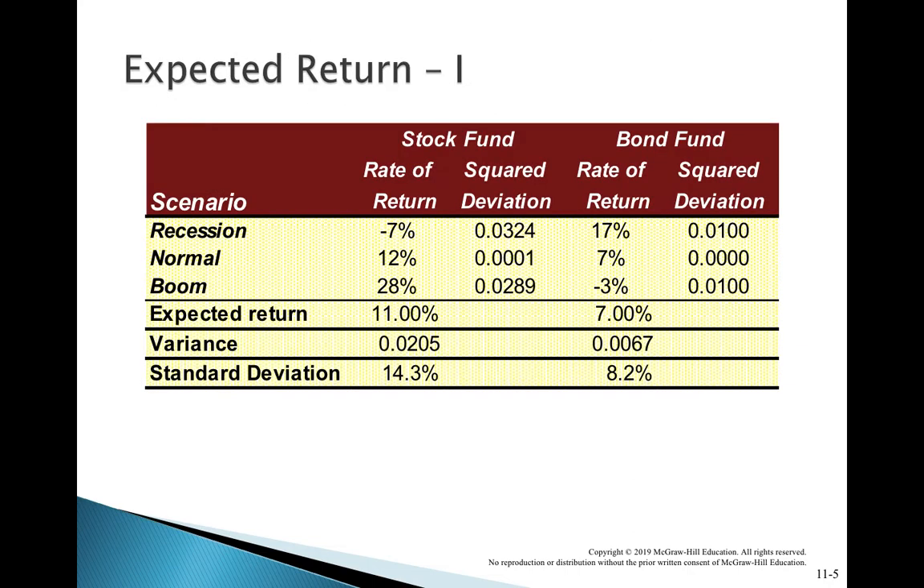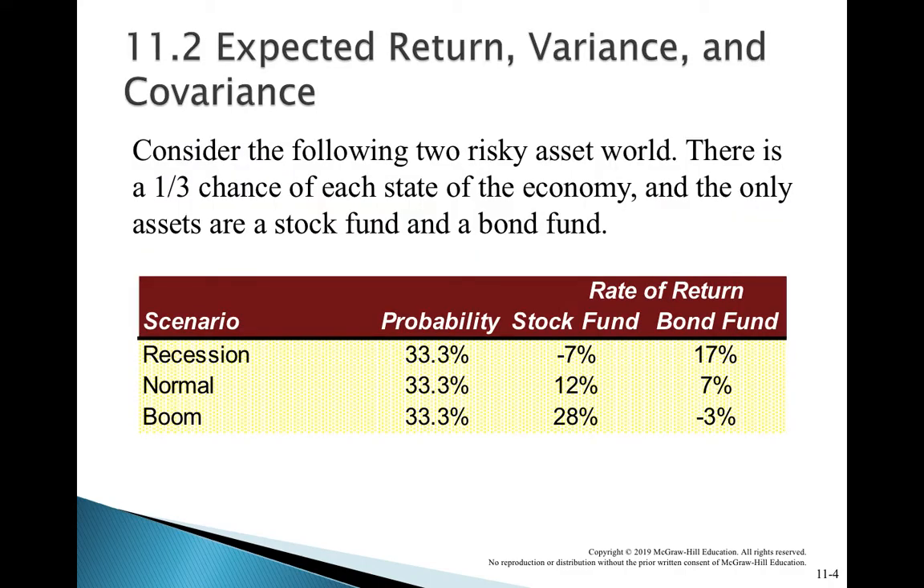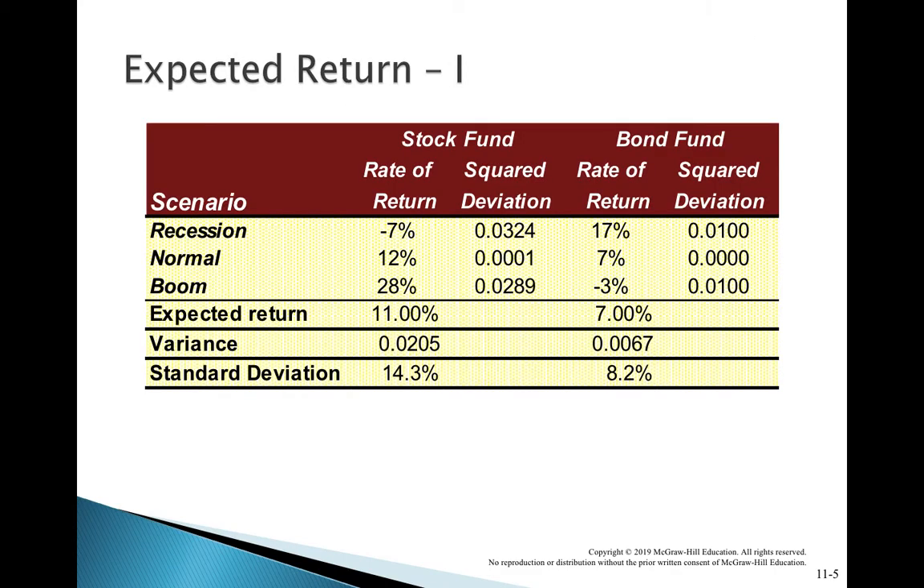-3%. Now, how will we calculate the expected return of the stock fund, expected return of the bond fund, variance of the stock fund, variance of the bond fund, standard deviation of the stock and bond fund, then covariance between the stock and bond fund? Correlation also we can calculate between the stock and bond fund. All these things we'll calculate in this section.